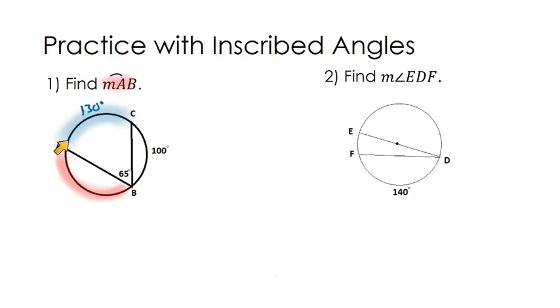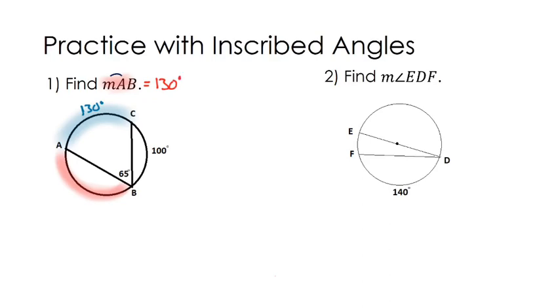Then what we know is I know arc AC and I know arc CB, and we know that all of the arcs together should have a sum of 360 to get us all the way around the circle. And so if you do 360 minus 130 minus 100, it will give you the measure of arc AB, which in this case is 130 degrees.